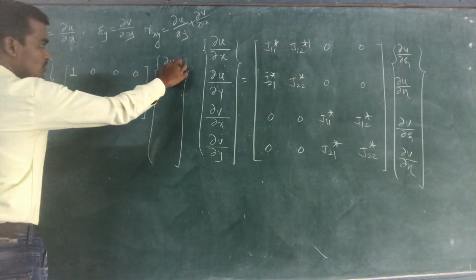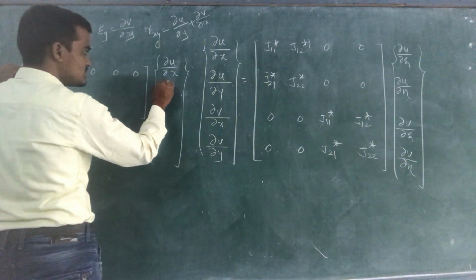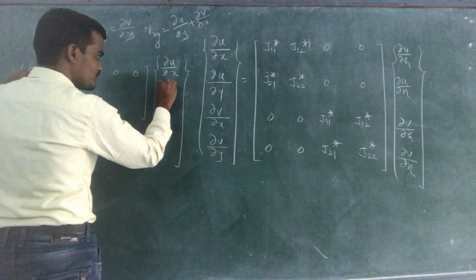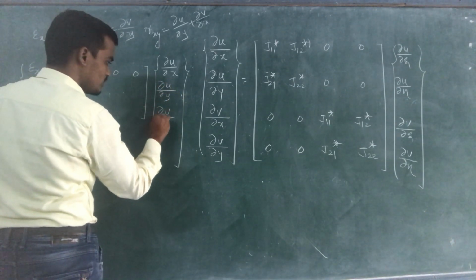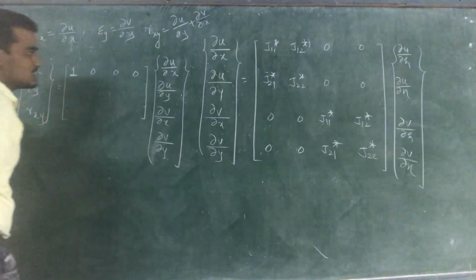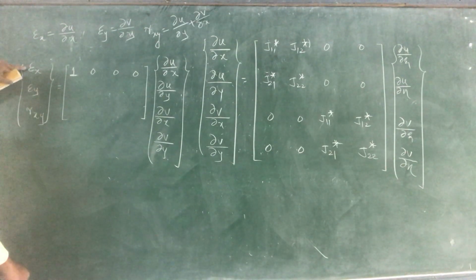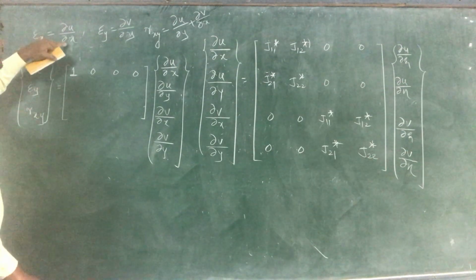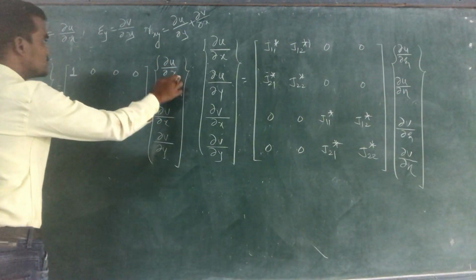Because there are four elements in this vector. Which are these four elements? ∂u/∂x, ∂u/∂y, ∂v/∂x, and ∂v/∂y. These are the four terms. But the definition of epsilon x includes only one term, ∂u/∂x. So epsilon x is equal to 1 times ∂u/∂x. You will get this equation.